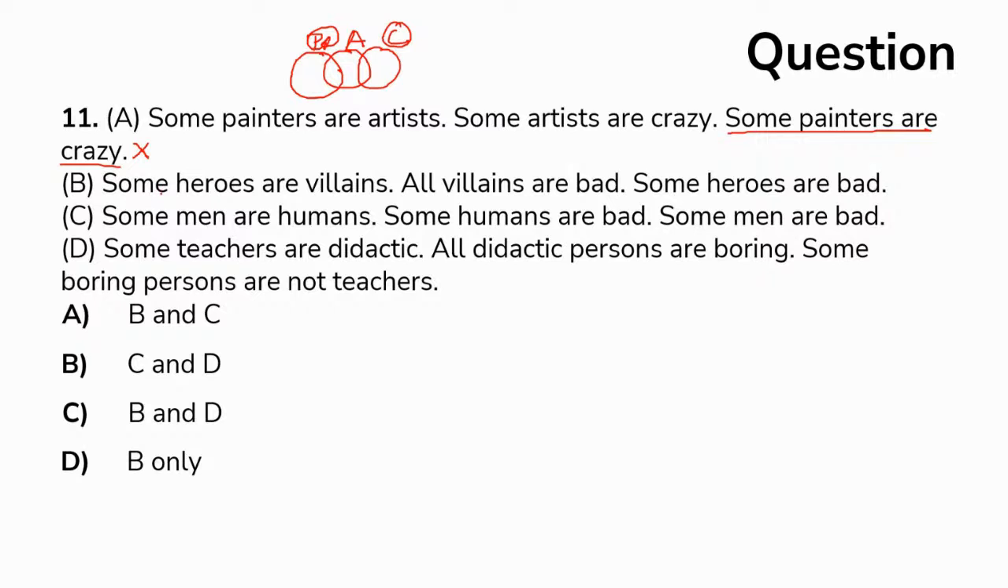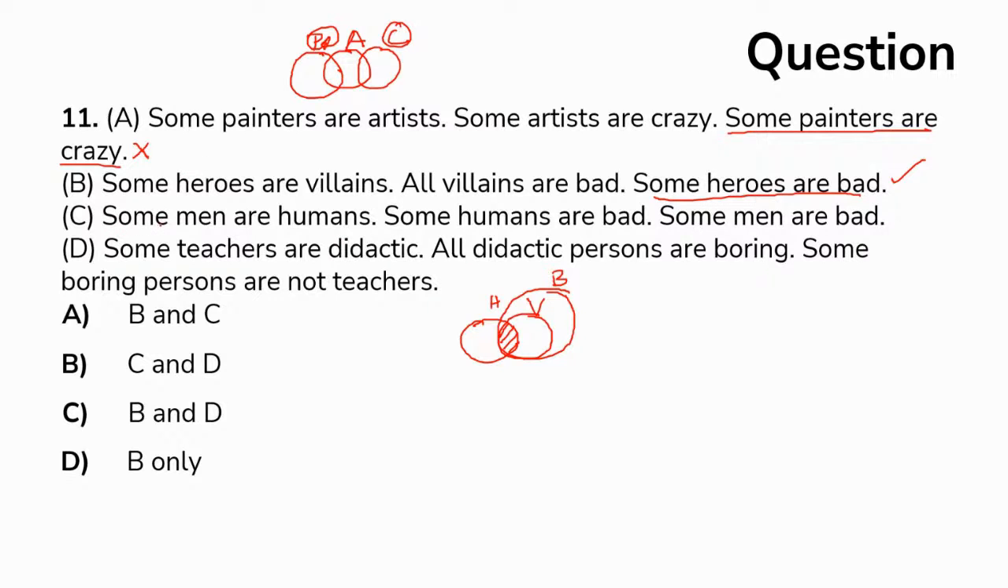And the second one, some heroes are villains, and all villains are bad. Some heroes are bad. Yes, if you go by that logic, this one, some heroes are bad, is conclusive. So B can be your option.